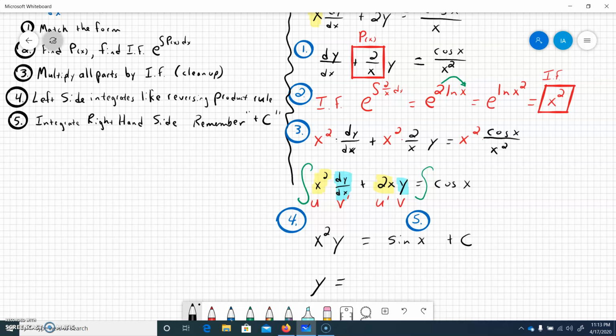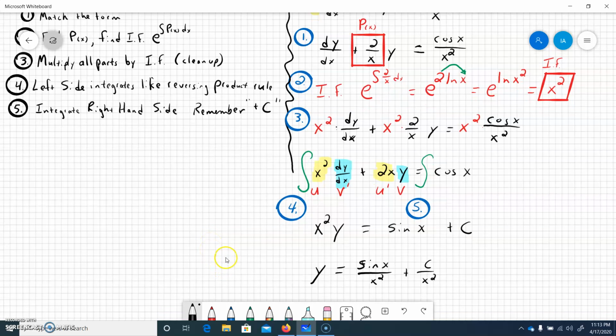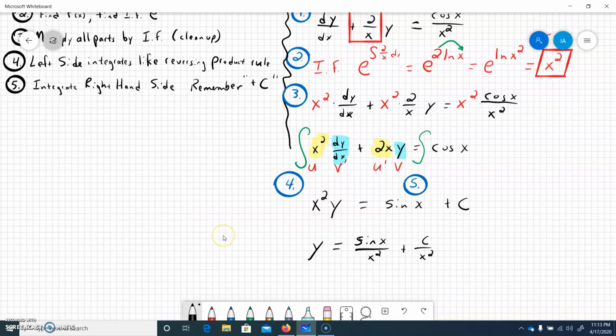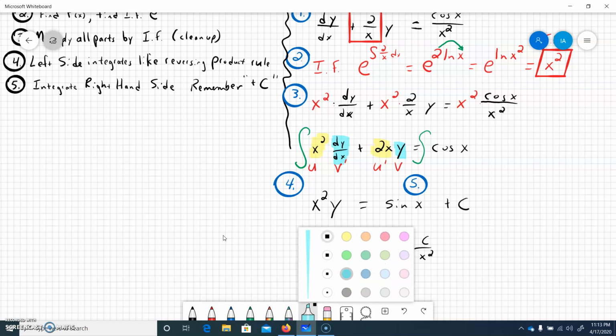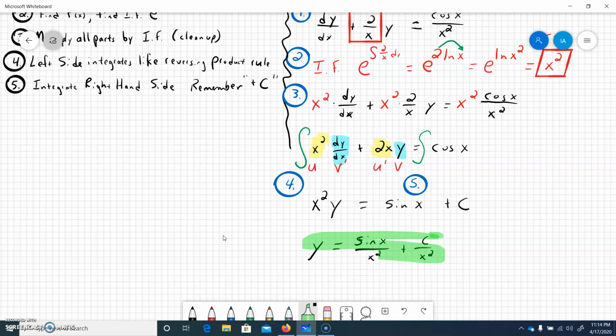If you want to take it one step further, you could write it in a common form with y by itself, which would be dividing by the x squared. If you continue in differential equations, you will find that they are dramatically more difficult as you move on. So this might be one way to write a solution by getting y by itself. You can always leave it up here.